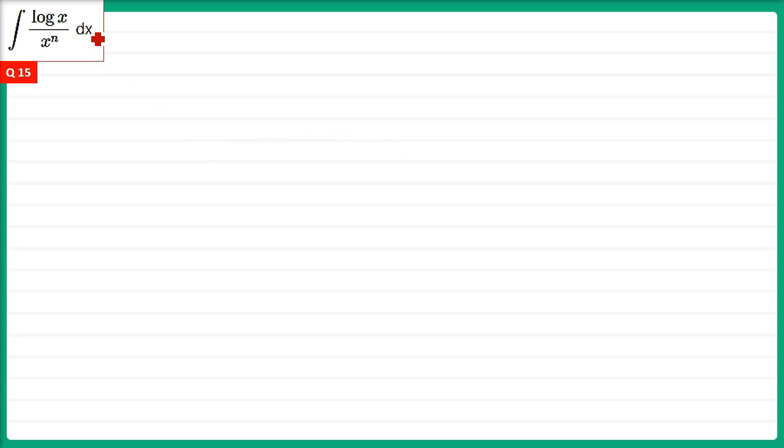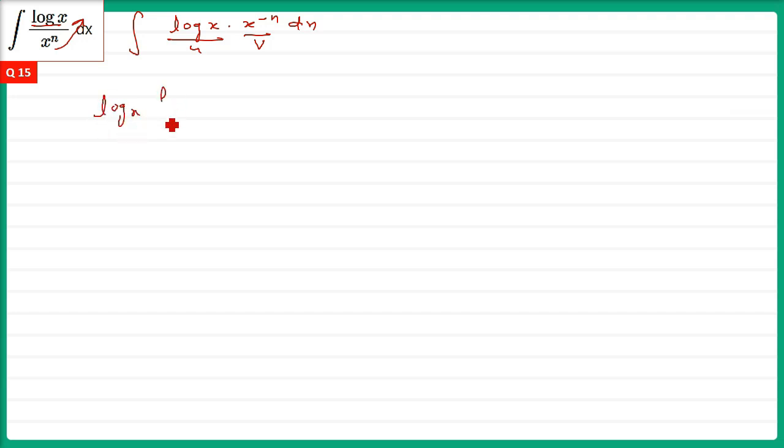Now log x divided by x to the power n dx. Now the integration of log x will again be a different task. So rather than doing this, we will take log x as the first function and x to the power n as the second function. So for the integration of x to the power n, x to the power minus n will be going upstairs. This x to the power n can be considered as x raised to minus n. We will take u as log x and v as x raised to minus n.